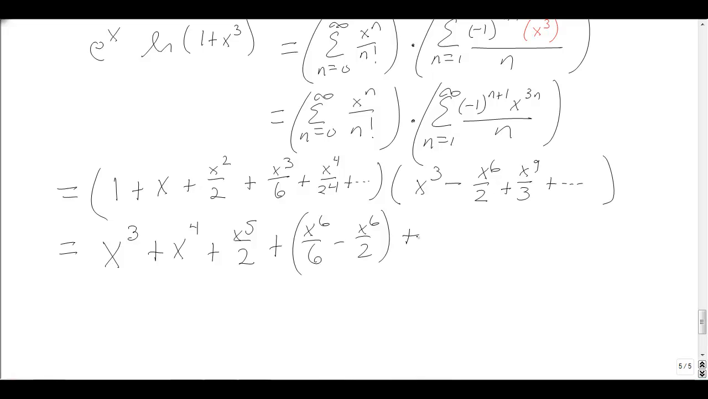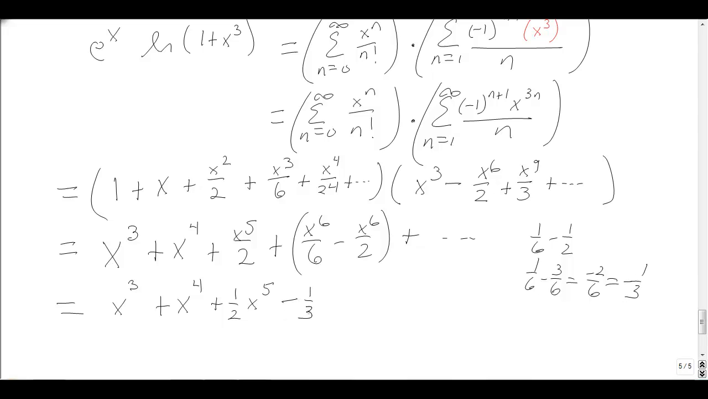And then I could do sevenths and so on here, but I don't need those. And so what I'm going to get here is x cubed plus x to the 4th plus a half x to the 5th. And now I have 1/6, really minus a half. That's 1/6 minus 3/6. That's negative 2/6. That's actually negative 1/3. So I get minus 1/3 x to the 6th here. And so that's your first 4 non-zero terms of the Taylor series for e to the x times natural log 1 plus x cubed.